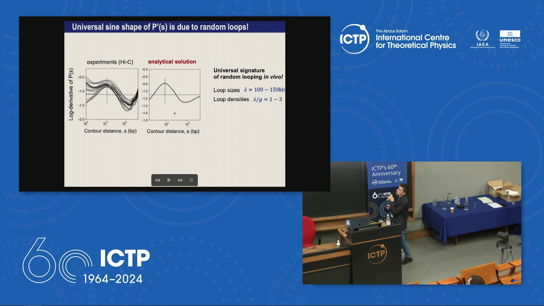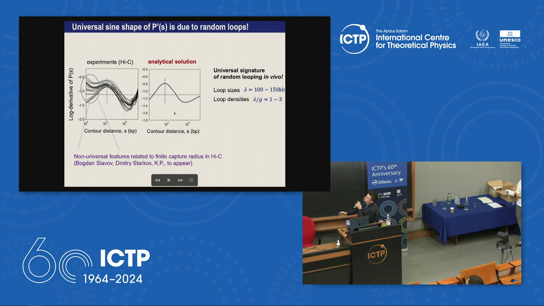And second, it allows us to estimate typical loop sizes and loop densities from the data. Okay, then if you look closely at this comparison, you can see that there are some non-universal features at small scales, which we think are related to the different capture radii in different Hi-C experiments. And we're now working on extending our model to take this into account and reproduce it.